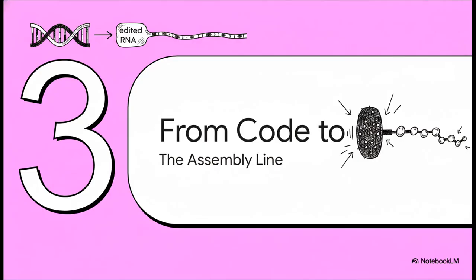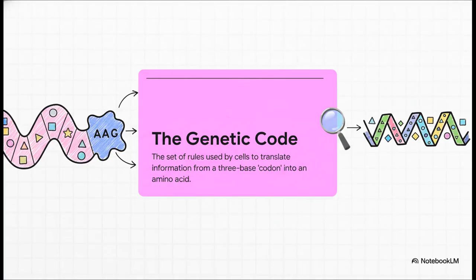All right, now that we have our perfectly edited RNA message, we are ready for the main event, taking that code to the assembly line and building an actual protein. You see, the RNA message is written in a language that only has 4 letters: A, U, C, and G. The cell's protein building factories read this message in 3-letter words called codons. Each codon is a specific instruction for one particular amino acid, which is the basic building block of a protein. So the sequence of these codons tells the cell exactly what sequence of amino acids to use.